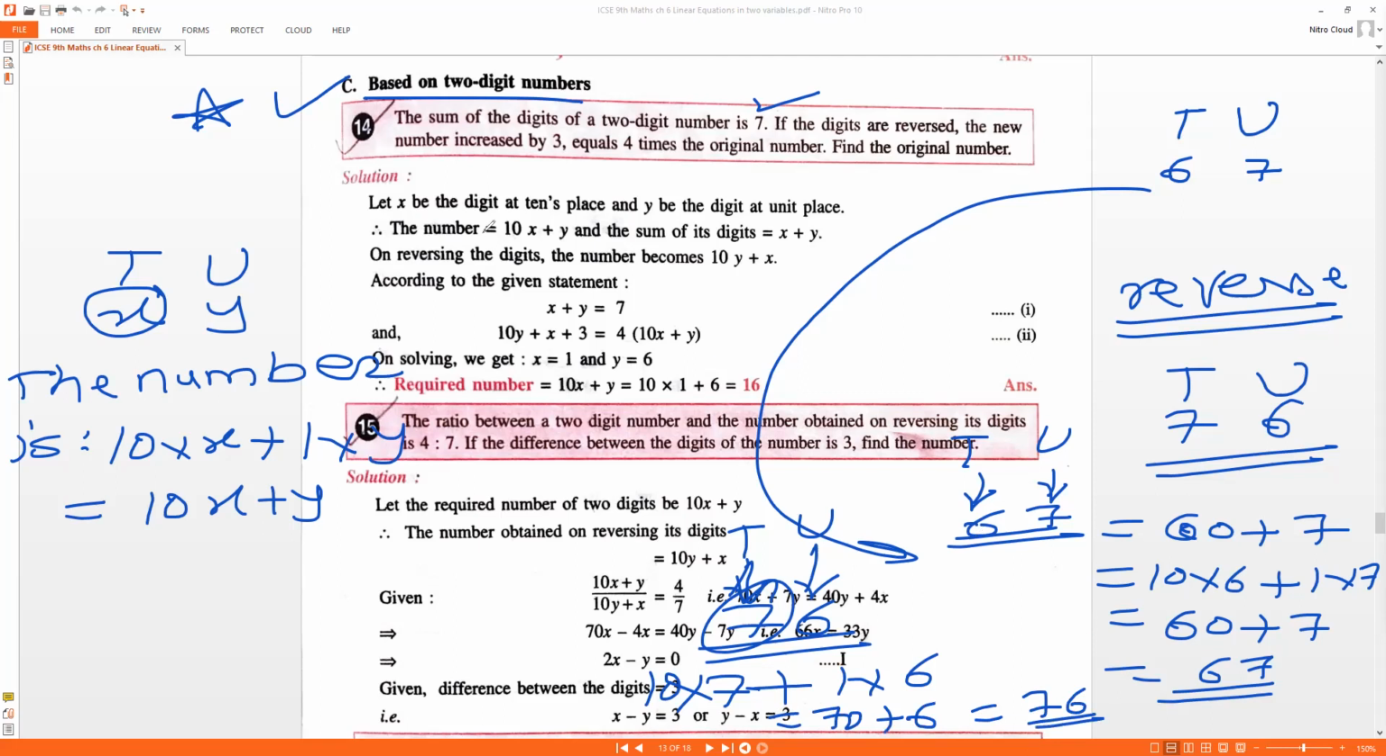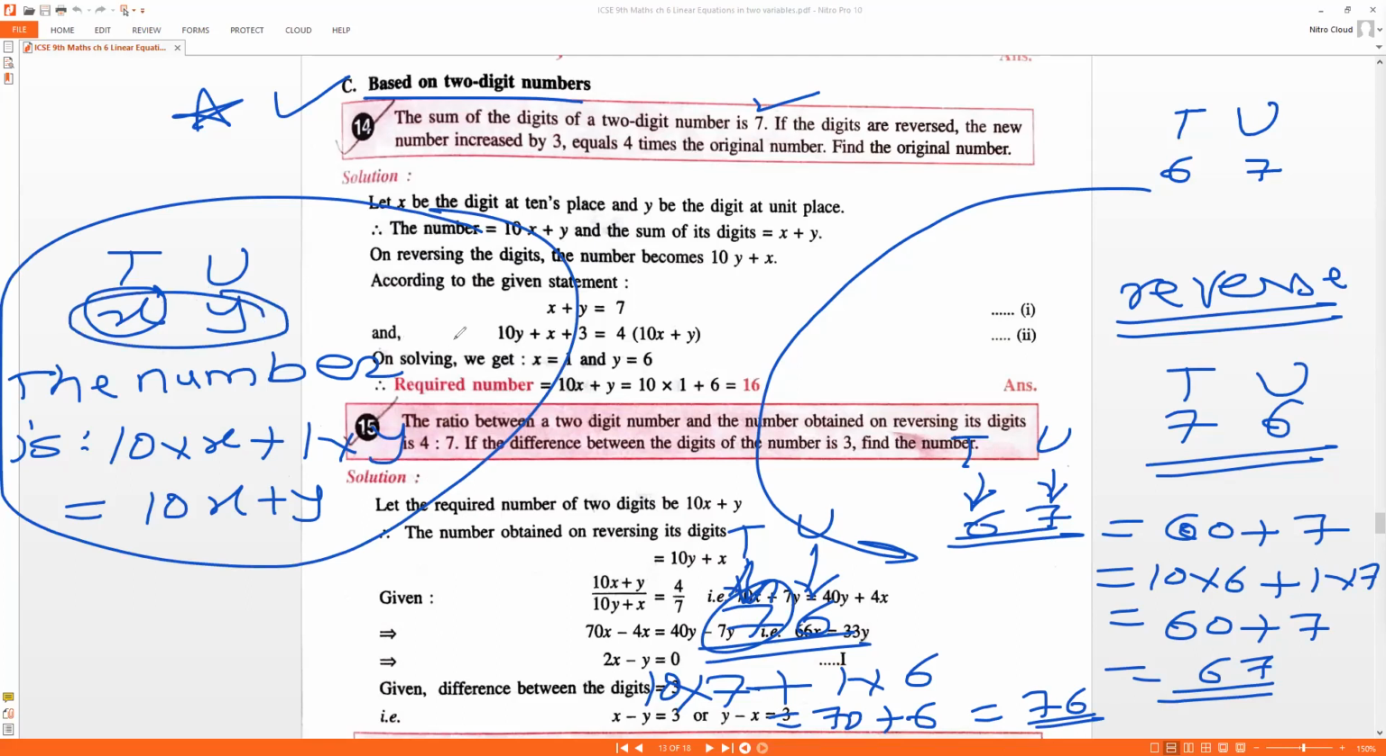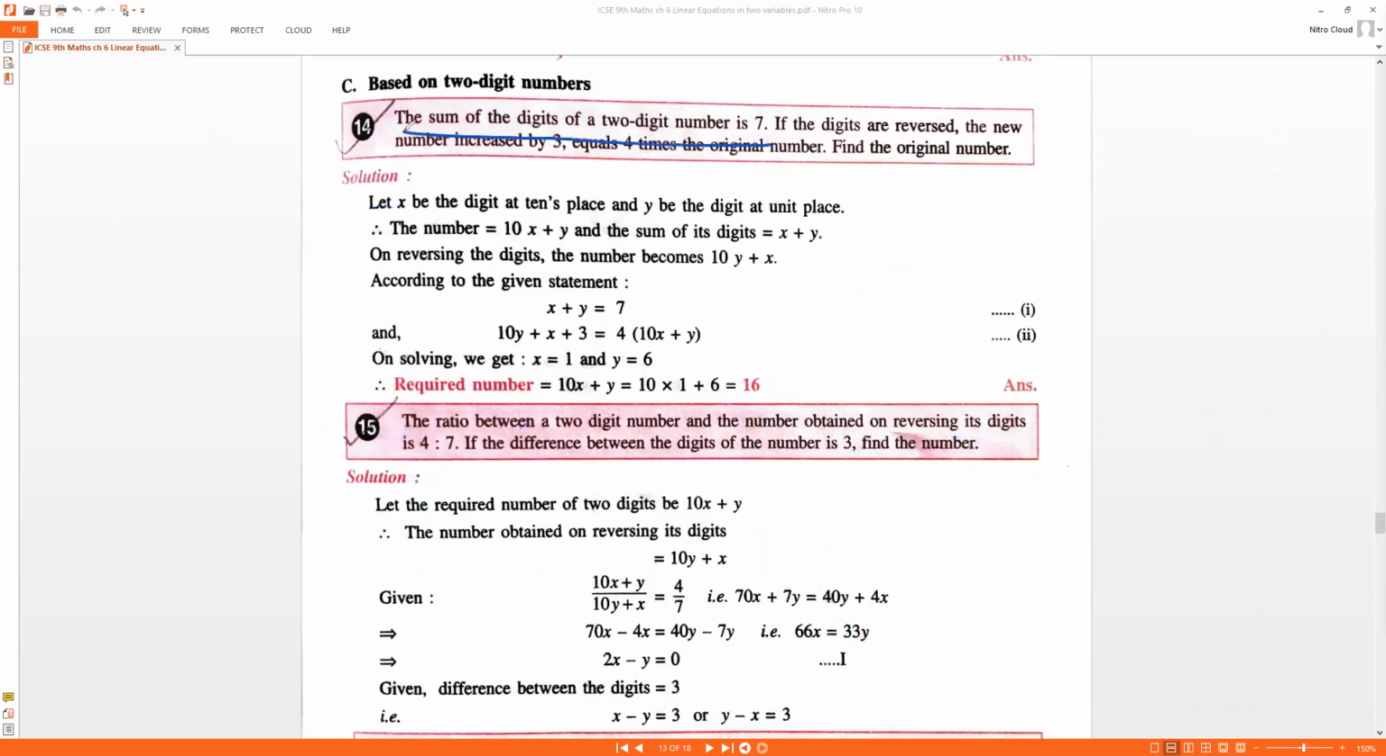So understanding this fundamental is very important. Why is the number 10x plus y? Number is not xy. X and y are the digits. Number is 10x plus y. All right, so let me erase this. This is the first condition you get, that the sum of the two digits is 7. This is the first condition.